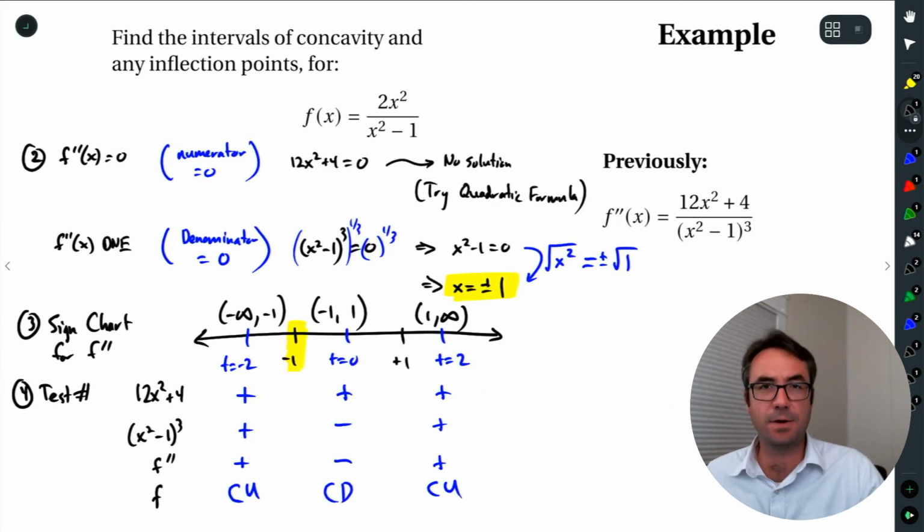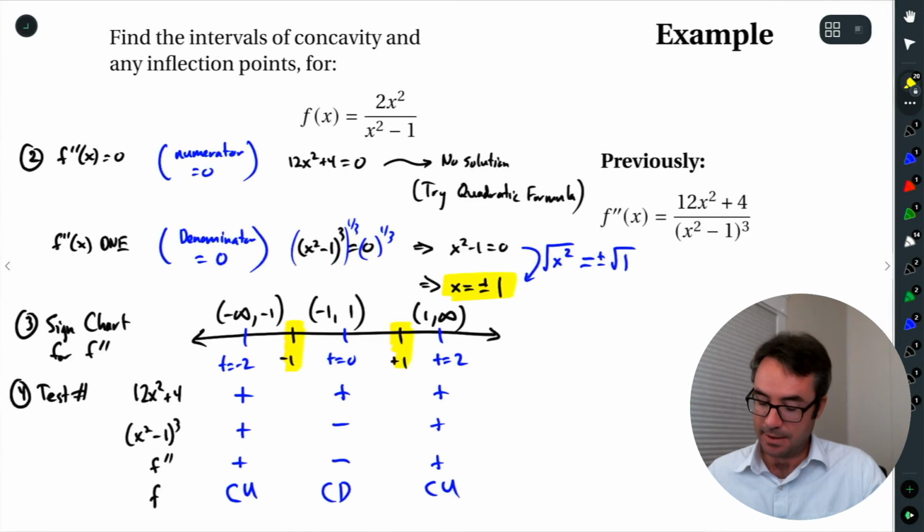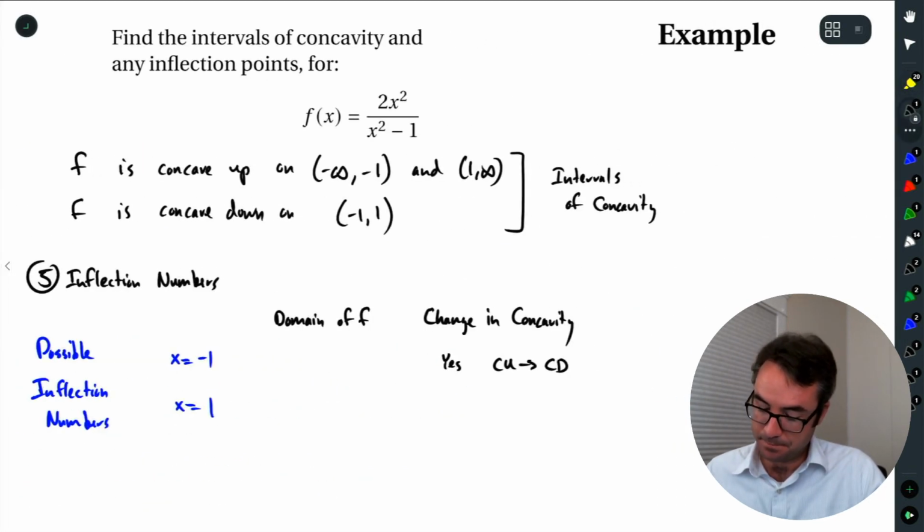What about +1? What's going on at the other one? Well, there we're doing concave down to concave up. Yeah, that's a change. So it looks like on one side we're concave down, on the other side our graph is concave up. That looks like a change to me.